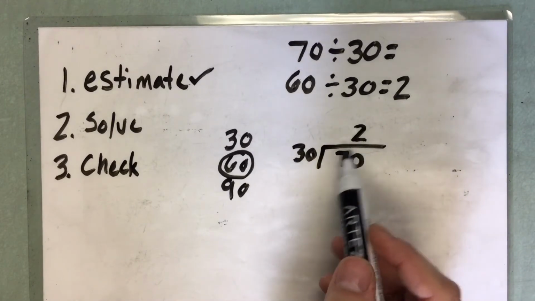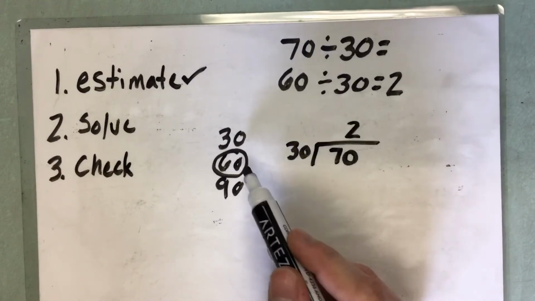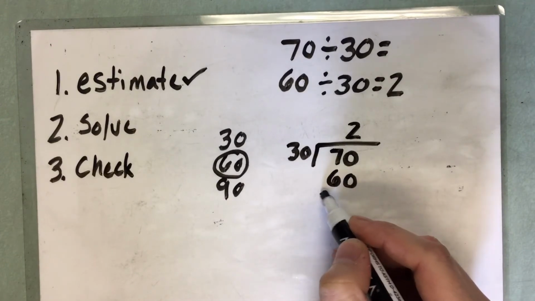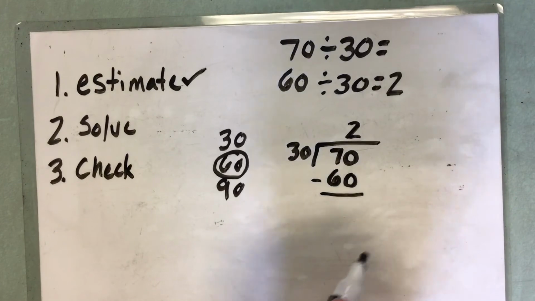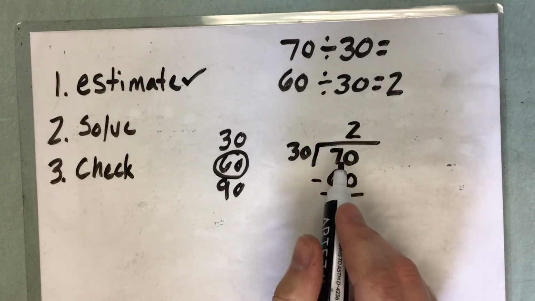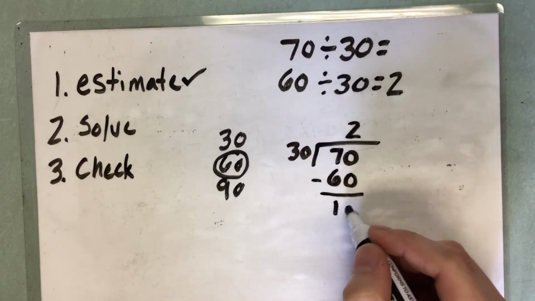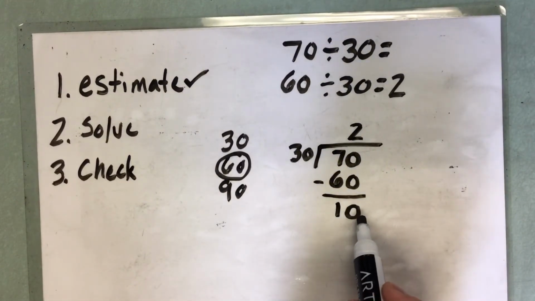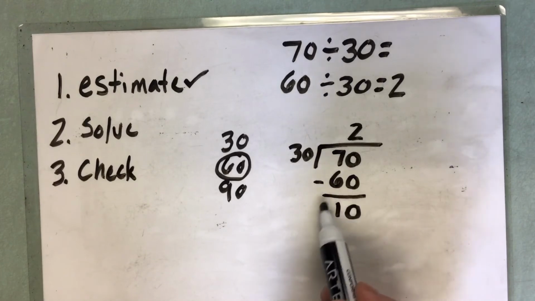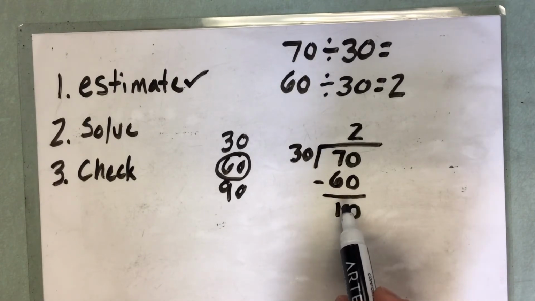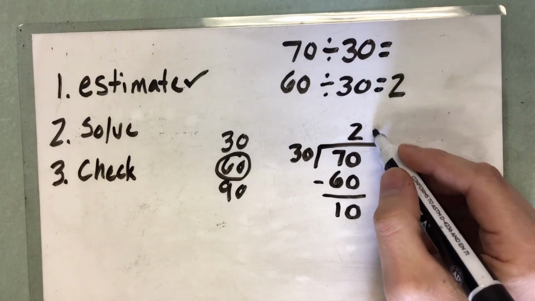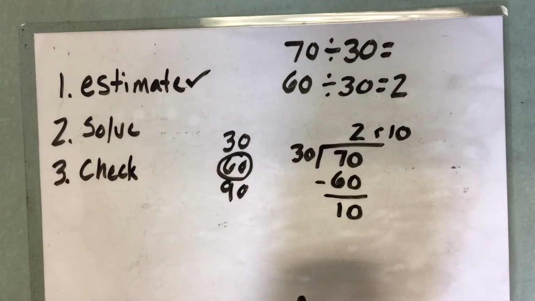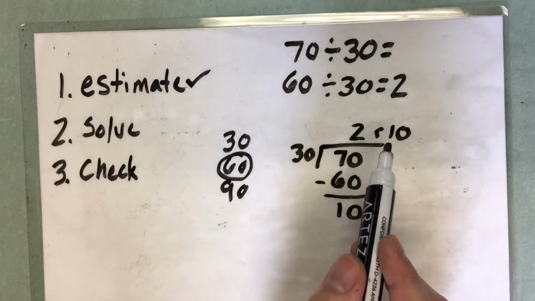And I know that if I make 30 times 2, that gives me 60. So I'm going to be subtracting 60. So 70, take away 60, that leaves you with 10. Now, do I have enough to divide into 30 equal groups if I just have 10? No. So right now, what we're going to call that is our remainder, and we're going to say that is a remainder of 10. So our answer is 2 remainder 10.